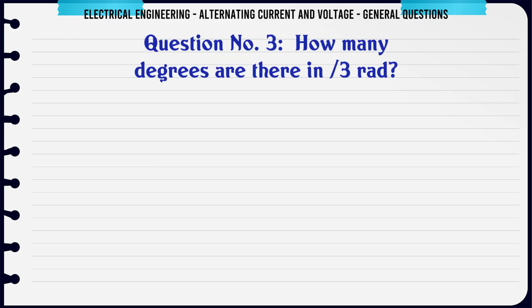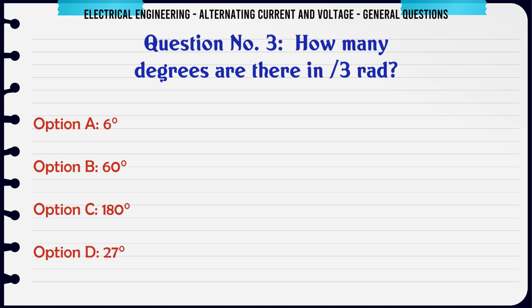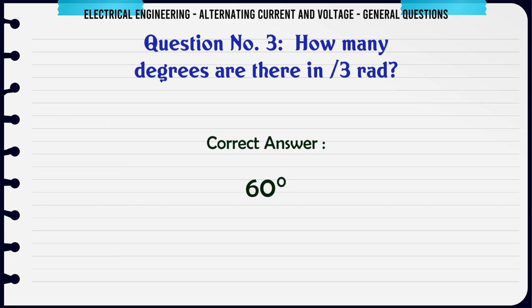How many degrees are there in 3 rad? A, 6, B, 60, C, 180, D, 27. The correct answer is 60.